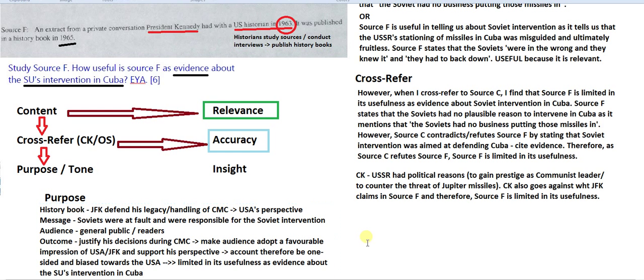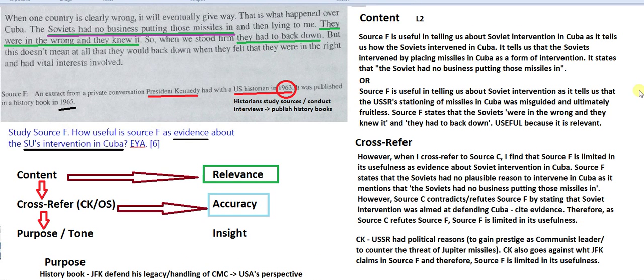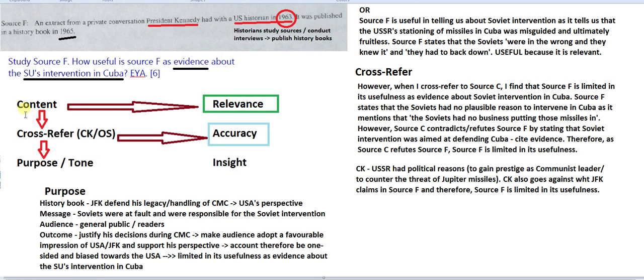So whenever you tackle questions like that, make sure that you read the source carefully, read the questions carefully, and highlight the keywords, the issue and the question. Look at the three main steps: content, cross-refer, and purpose. Think about relevance, whether the content is relevant. Think about, after you cross-refer, how that affects the accuracy of the source. And in general, when the source's accuracy is compromised, its utility or usefulness will also be compromised.